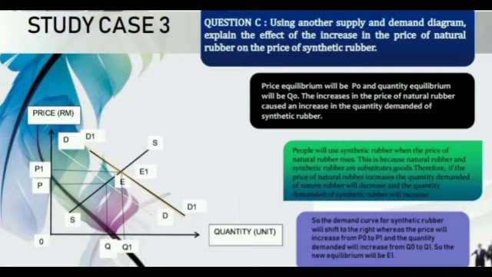People will use synthetic rubber when the price of natural rubber increases. This is because natural rubber and synthetic rubber are substitute goods. Therefore, if the price of natural rubber increases, the quantity demanded for natural rubber will decrease, whereas the quantity demanded of synthetic rubber will increase. So, the demand curve for synthetic rubber will shift to the right, whereas the price will increase from P0 to P1 and the quantity demanded will increase from Q0 to Q1. So, the new equilibrium will be E1.